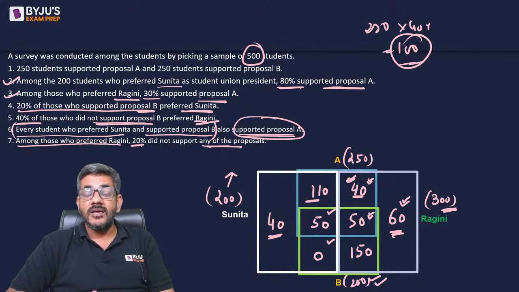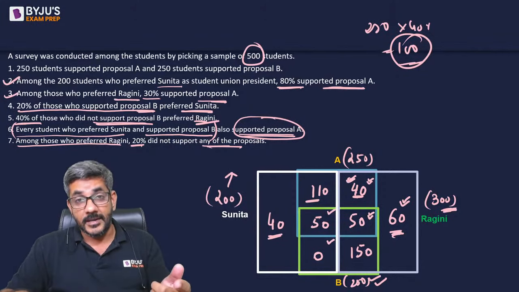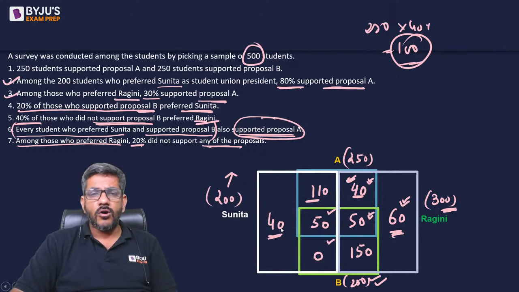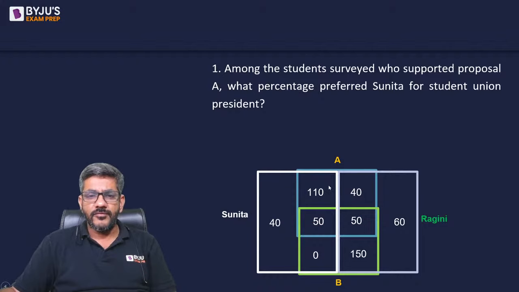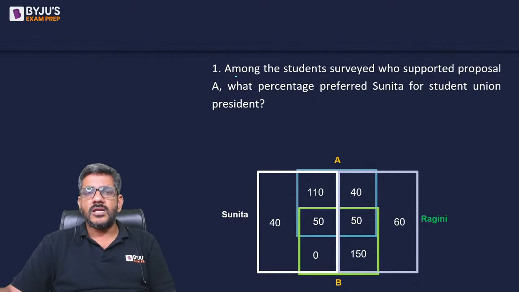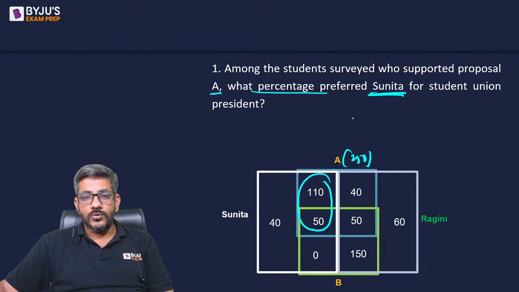I hope you can see how easily we have answered the question just by changing the order of the statements. And now it does not take any time to answer these. I have already written all these values in the table beforehand. Among the students surveyed who supported proposal A, how many people supported proposal A? 250. What percentage preferred Sunita? People preferring Sunita is 160.